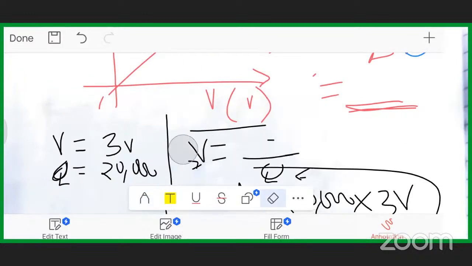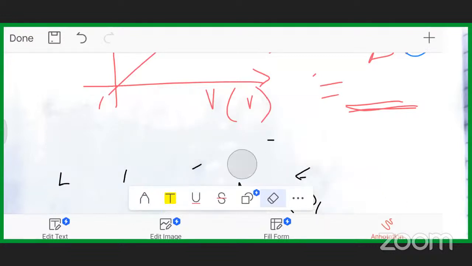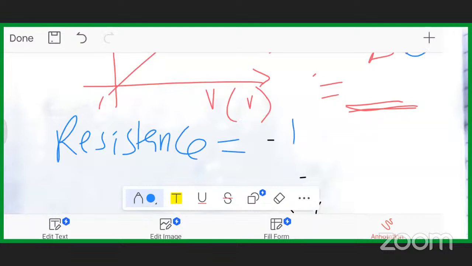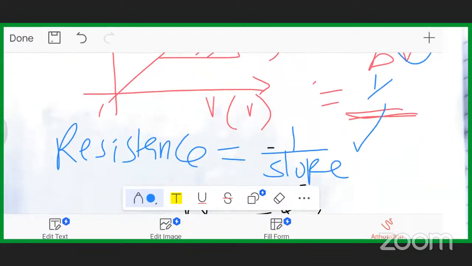So if somebody asks you to find the resistance from a graph of I against V, then get the slope, or you can give them a statement. Tell them that the resistance is equal to 1 over the slope, or just say the reciprocal of the slope. These are very important things. Once you get the slope, you find its reciprocal, because this slope is just 1 over R.